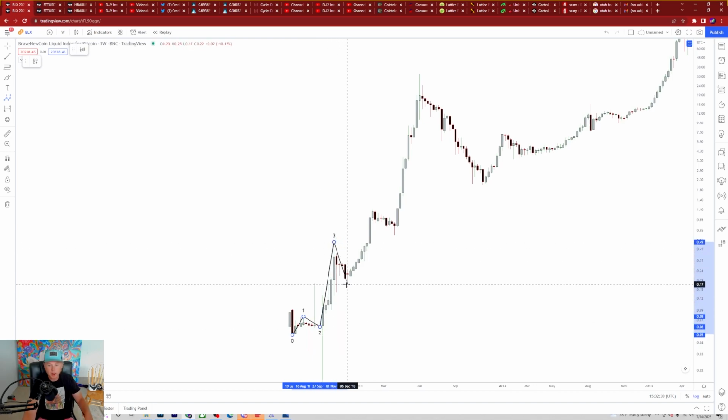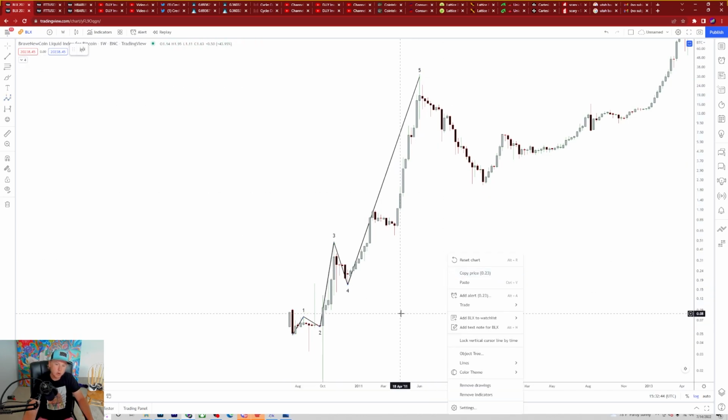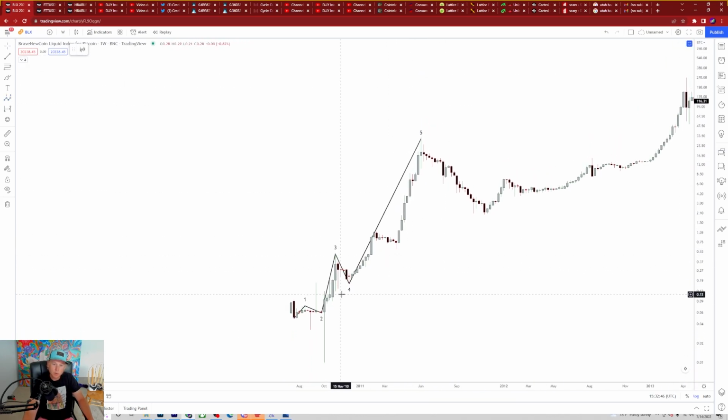This is what I view as our three wave, the next major move in that breakout. And then we go from basically 16 cents all the way up to $32. And so this was a huge, huge move. Now, generally, your wave 5 will be relatively the same size as wave 1 or wave 3.